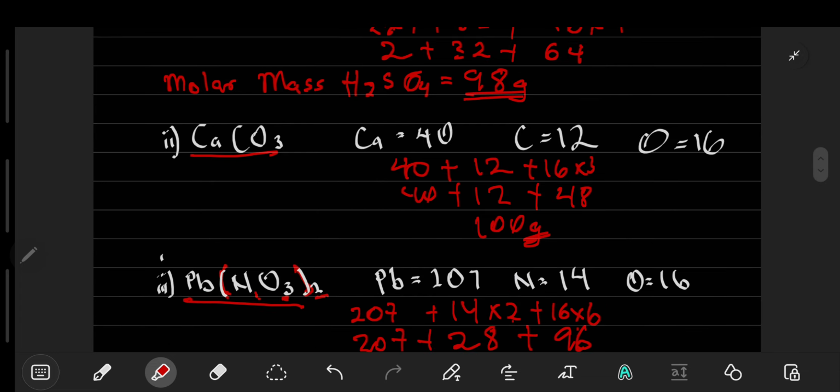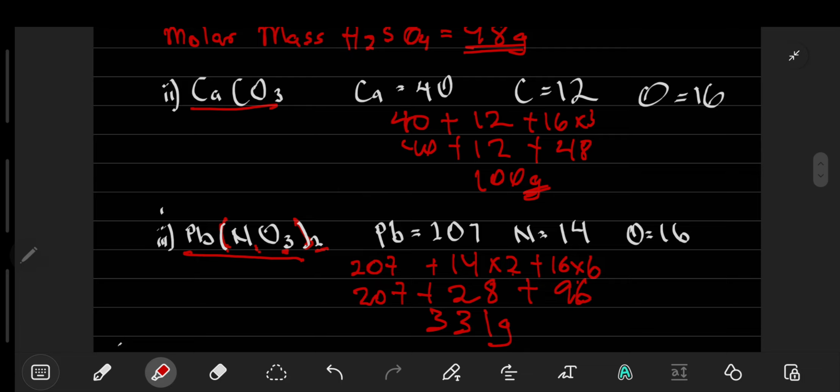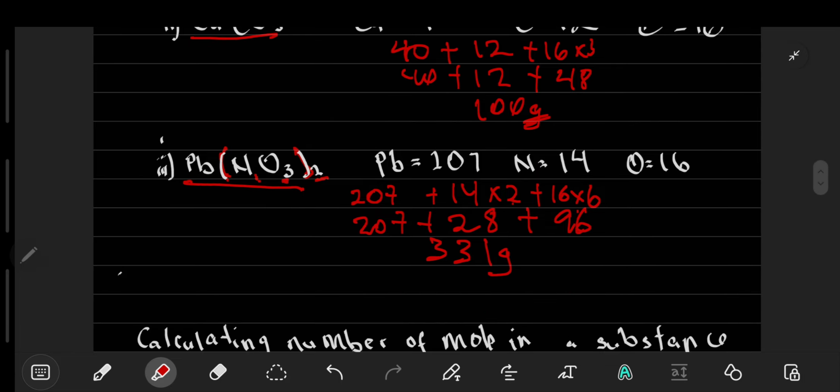So from what we have done so far, 1 mole of tetraoxosulfate 6 acid is going to give us 98 grams. 1 mole of calcium trioxocarbonate 4 acid is going to give us 100 grams. And 1 mole of lead 2 trioxonitrate 5 is going to give us 331 grams. That is what it means. Okay, so 1 mole of the compound we have here, that is lead 2 trioxonitrate 5, is going to give us 331 grams. I hope we are grasping everything.